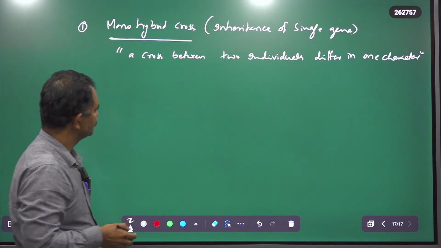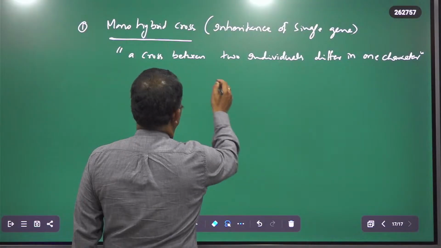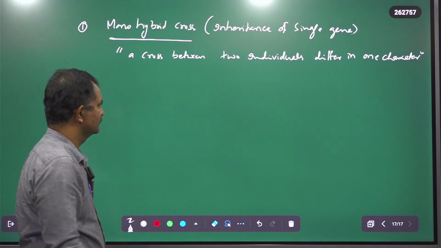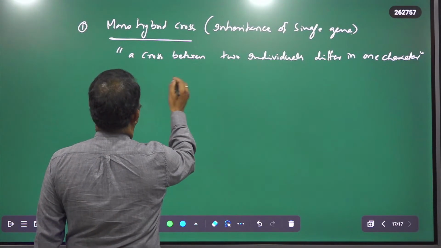So for example, tall and dwarf. So these are the parents.